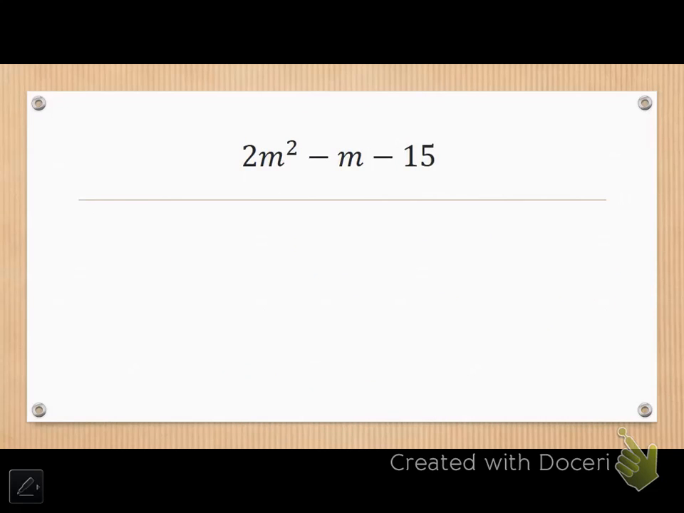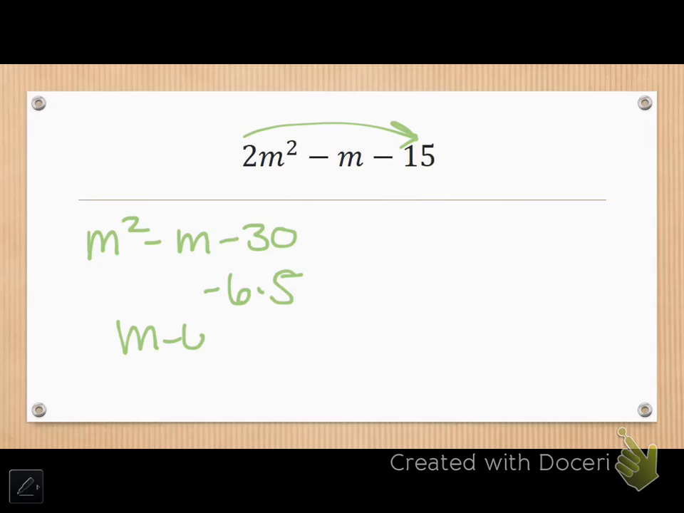Okay, so I recommend pausing the video here and trying this one yourself to see if you can get it right. So I'm going to send this 2 back because it doesn't look like there's a GCF, so I'm going to have m squared minus m minus 30. Automatically I think of negative 6 times 5 because that adds together to get me that negative 1. So I'm going to have m minus 6, m plus 5.